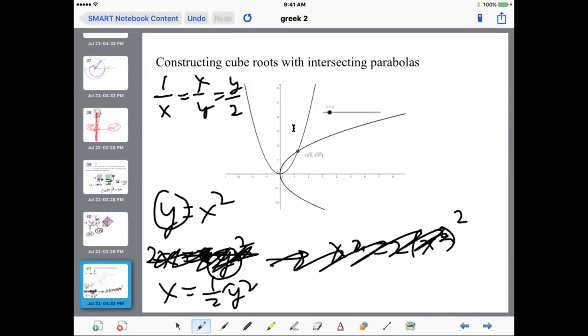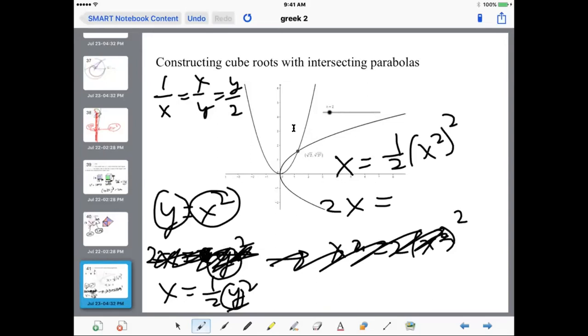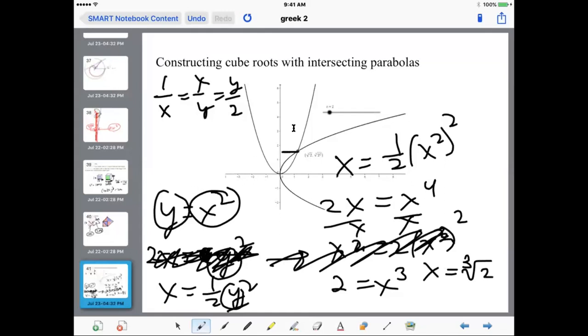Now when you substitute for this y, this x squared in place of it, you get x equals 1/2 of x squared squared. Multiply both sides by 2: 2x equals x to the 4th, or divide both sides by x and get 2 equals x cubed, which means the x coordinate of the intersection of the two parabolas would be the cube root of 2.